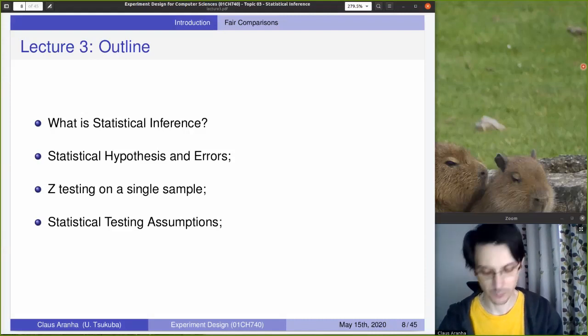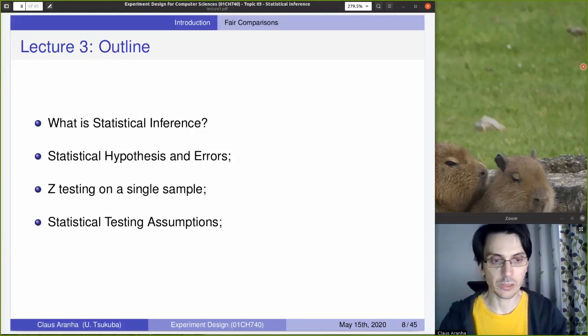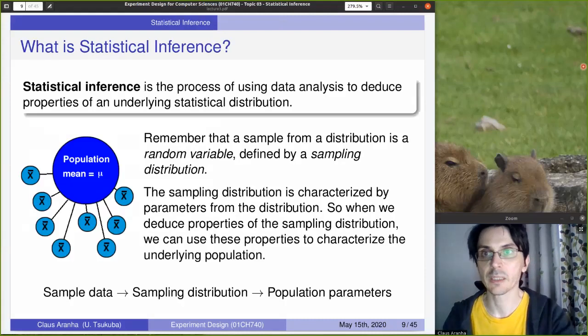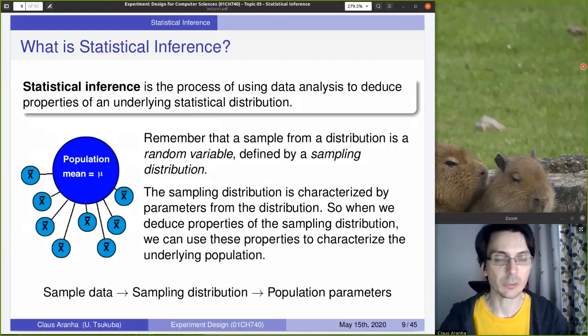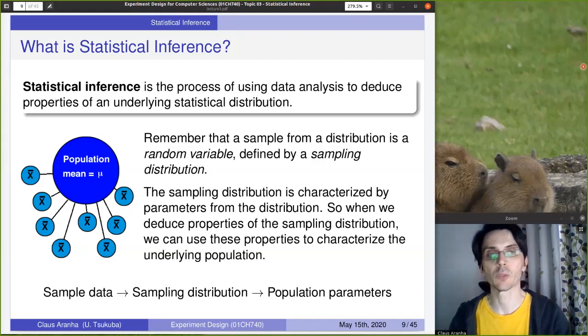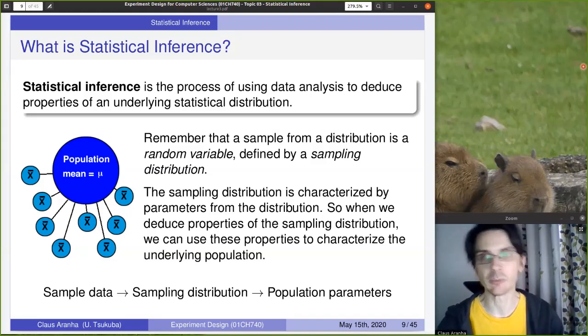Statistical Inference. So we're going to talk today first about what is statistical inference. The idea of statistical inference is to use data analysis so that we can deduce properties of a statistical distribution. Like we said last week, you have an experiment, you have some scientific question, and the scientific question is in the form of trying to learn some properties or parameters from some system in the world.